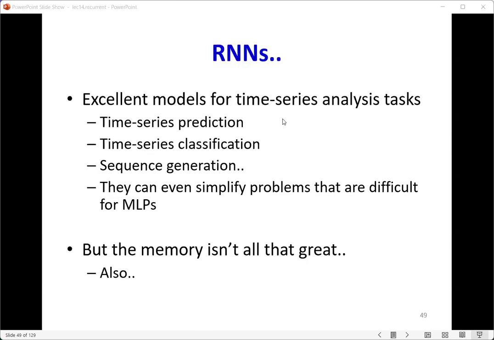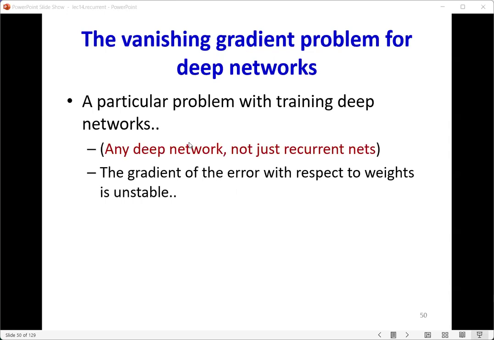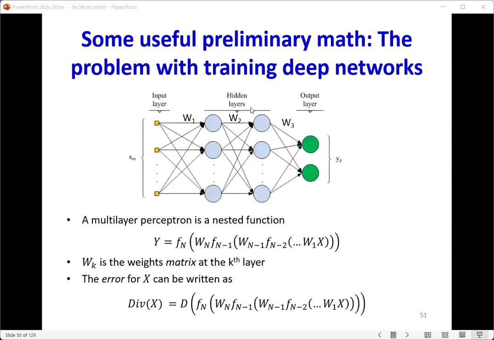RNNs are excellent models for time series, in theory, for time series prediction, classification, sequence generation. They can even simplify problems that are difficult for MLPs, as we saw. But the memory is terrible. But then we also have an additional problem, right? Now, this problem is not just a problem for RNNs, but for any deep network. The gradient of the divergence, the loss with respect to the parameters, is unstable. What do I mean by this?